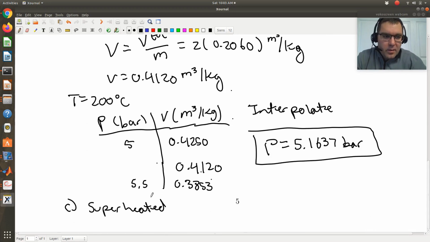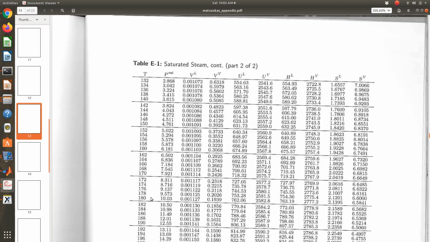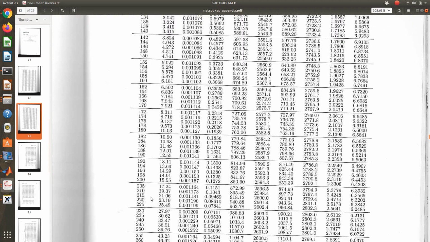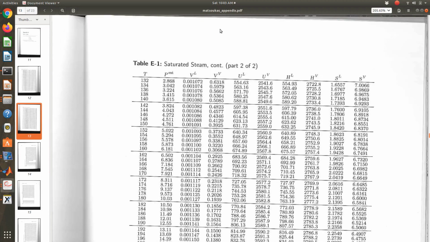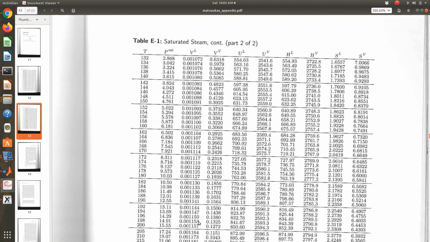Okay, and the justification for that again is if I come to my saturated steam tables at 200 degrees C, the specific volume of my liquid is this, the specific volume of my vapor is that. So if I was at two-phase equilibrium, what I would have to have is a specific volume between these two. If I had a specific volume between those two, then I could be at two-phase coexistence. Okay, but I'm not.